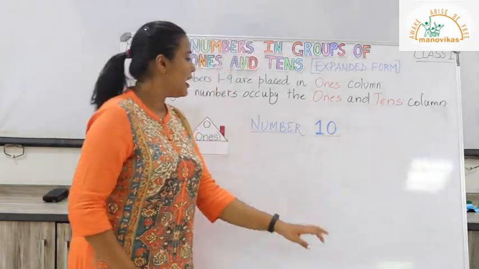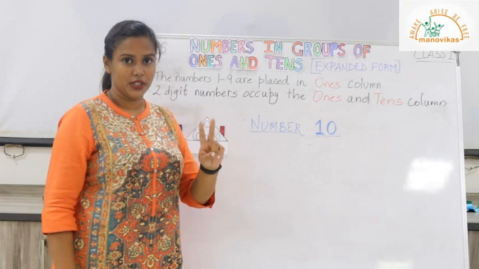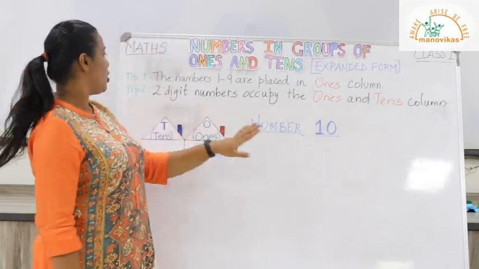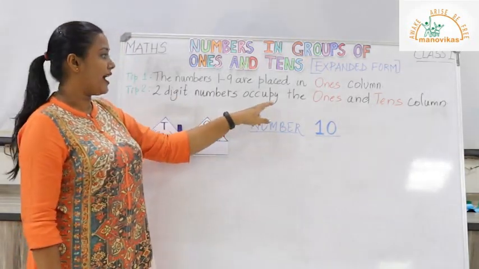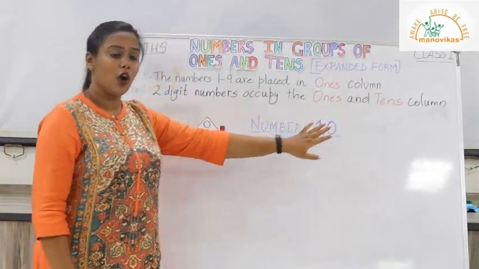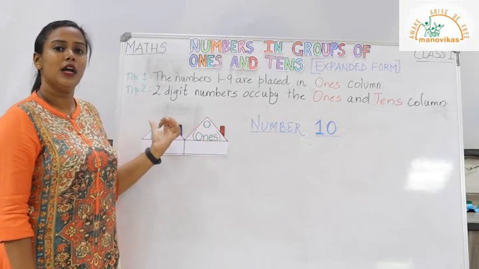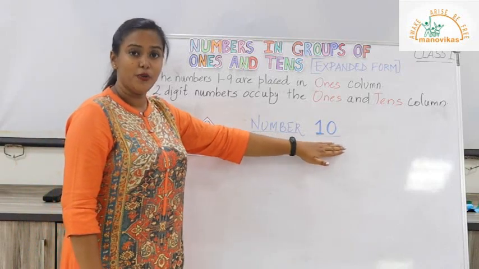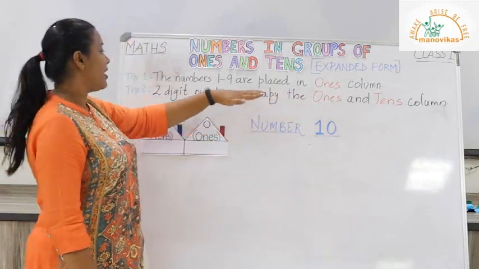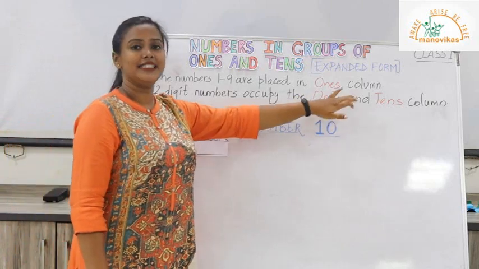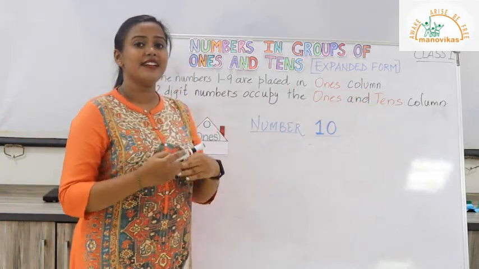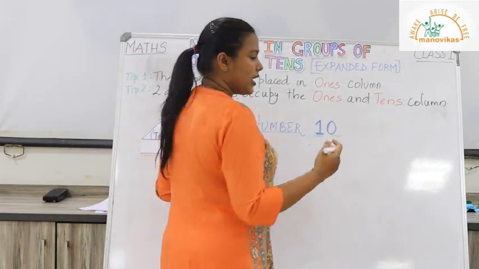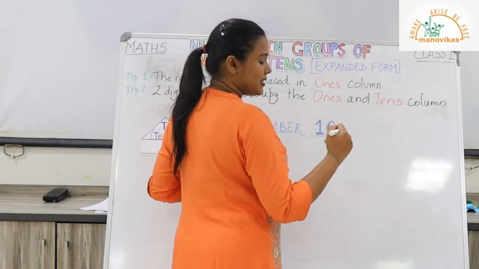So here you can see the number 10 has 2 digits, means it has 2 numbers, 1 and 0. So 2-digit numbers occupy the ones as well as the tens column. Now let us write the place value for this number. Whenever we are writing the place values, we always start writing from our right hand side.